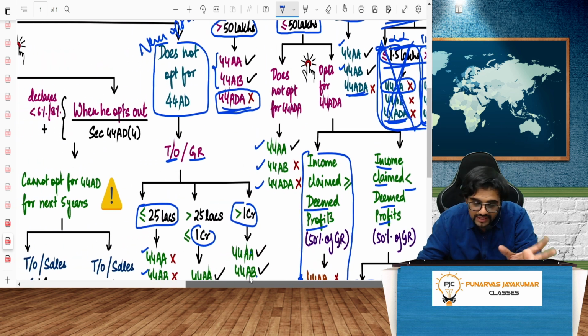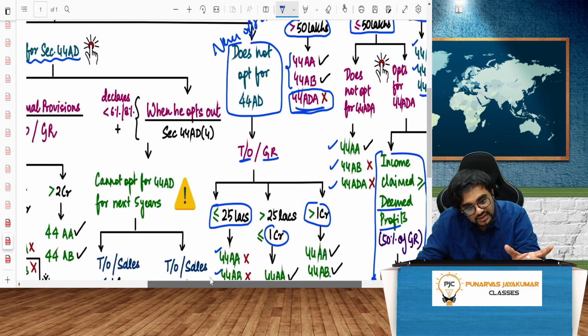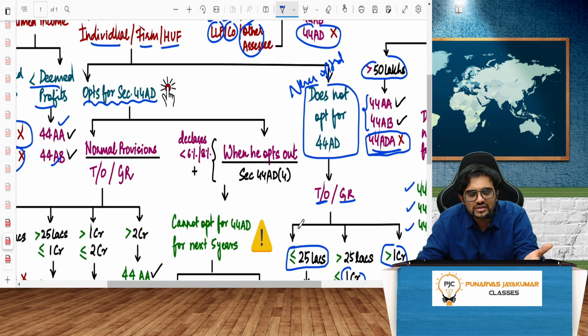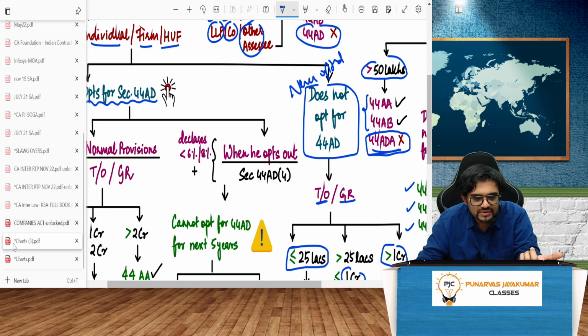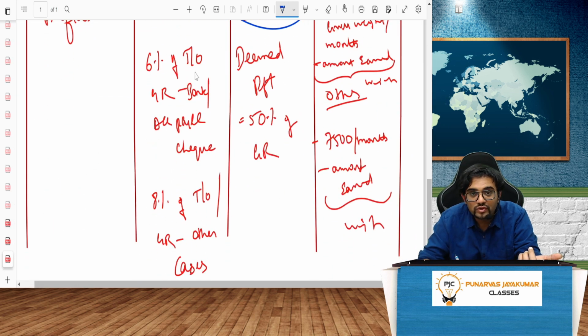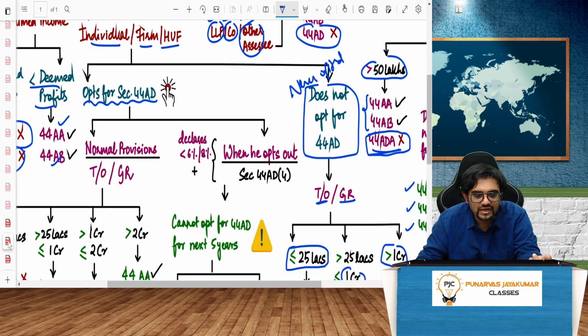Now, guys, as per the amendment, there is an opt-out scheme. Now, in 44AD, what is the presumptive scheme? Deemed profit 6% and 8%. What is that 6%? What is that 8%? We have seen it in my handwriting here. 6% if you receive through bank or account payee cheque, 8% in other cases, cash and bearer cheque and all those things.